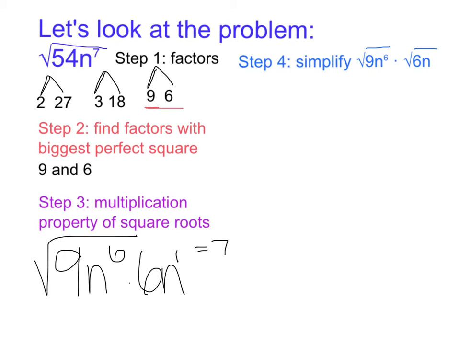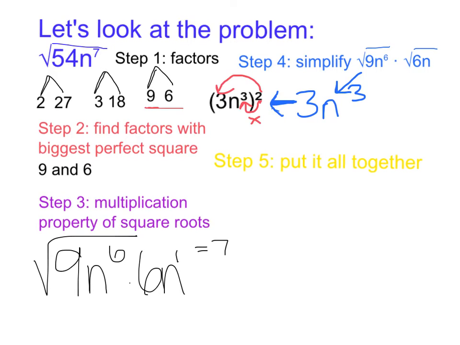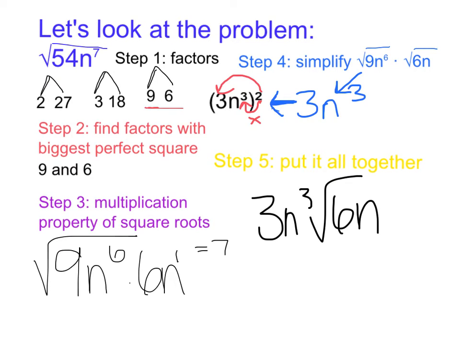Now we simplify both of these expressions. The square root of 9 is 3, and the square root of n to the 6th is n to the 3rd. If you're confused on how 9n to the 6th became 3n to the 3rd, please look at the diagram on the left. Now, since we can't simplify 3n cubed anymore, or root 6n, we simply leave it as 3n cubed times the square root of 6n.